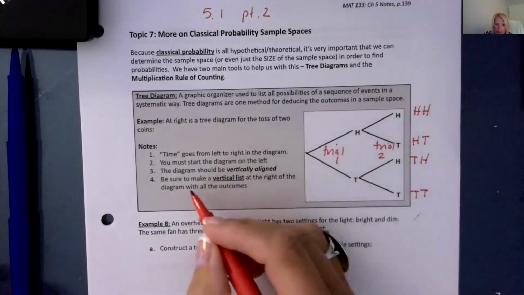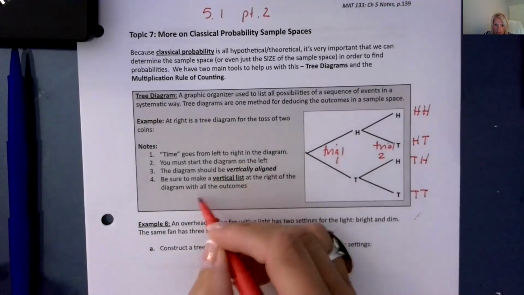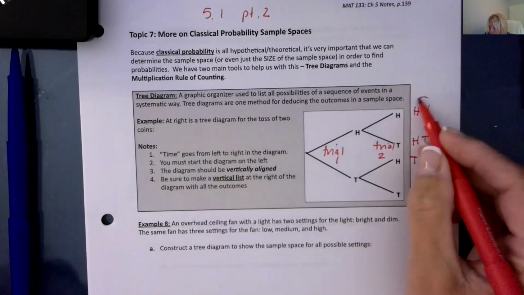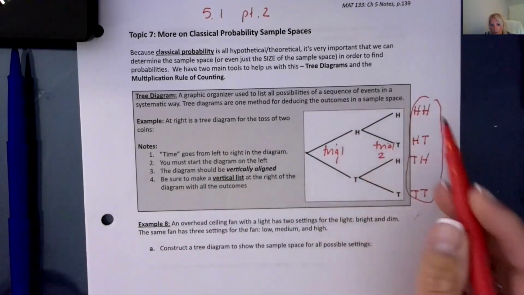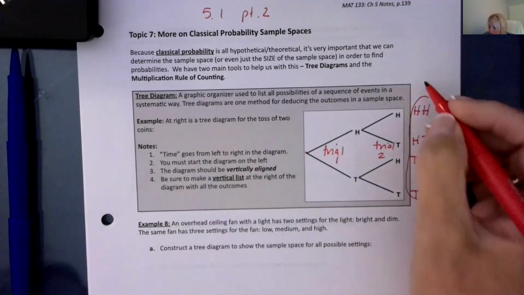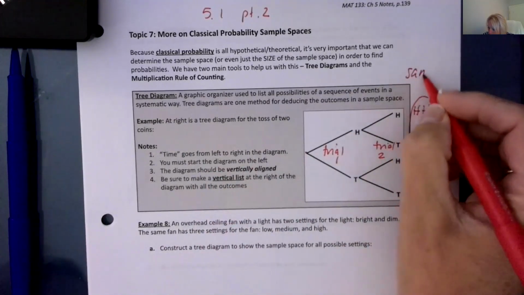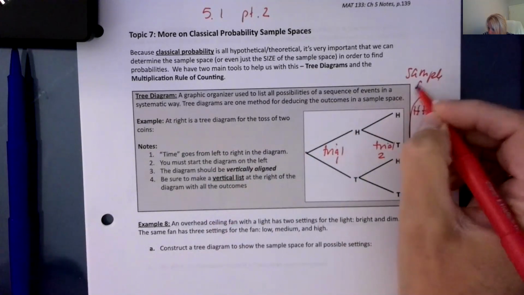And then it says, be sure to make a vertical list at the right of the diagram with all the outcomes. So this is actually your sample space. This is going to help you visualize it, but this is actually your sample space here. So it's important to finish this last step.